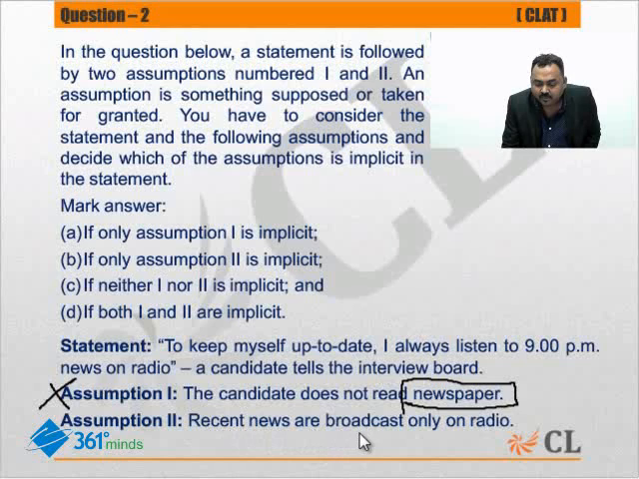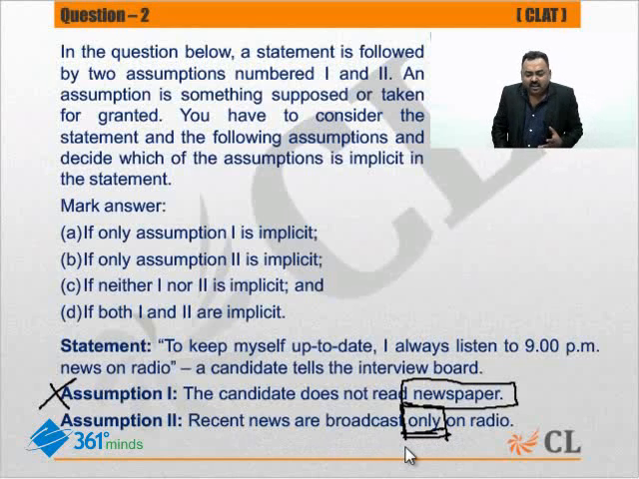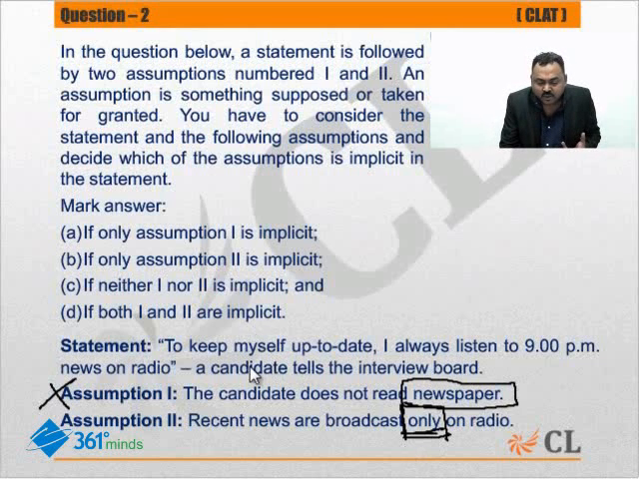Recent news are broadcast only on radio. Is it necessary for the statement to be true? To keep myself up to date, I always listen to 9 p.m. news on radio. Let's negate this.